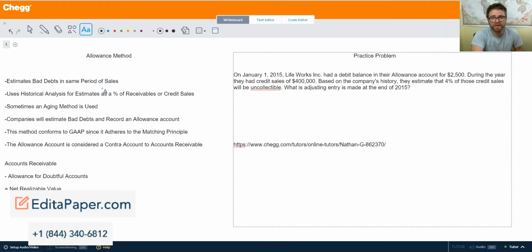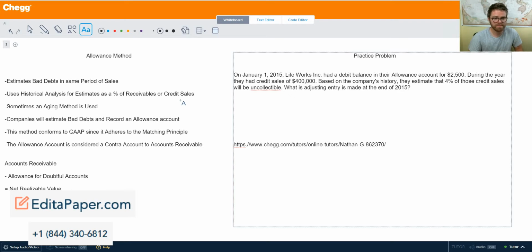Like the direct write-off method, when they deem that they're not going to be collecting that cash, that's when they record it. But under the allowance method, you actually make estimates, usually at the beginning of the year, to see exactly what you think you're not going to receive in cash later on. So usually they use historical analysis, and these estimates are a percentage of receivables or a percentage of credit sales. So these companies look to their past history and see exactly, based on historical analysis, they suggest about, let's say, 4% that they're not going to receive in cash. And that's just based on past history when customers haven't paid them.